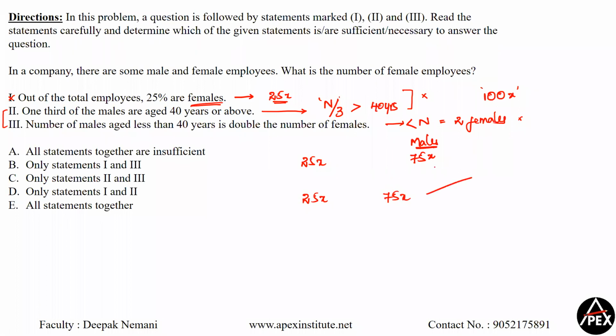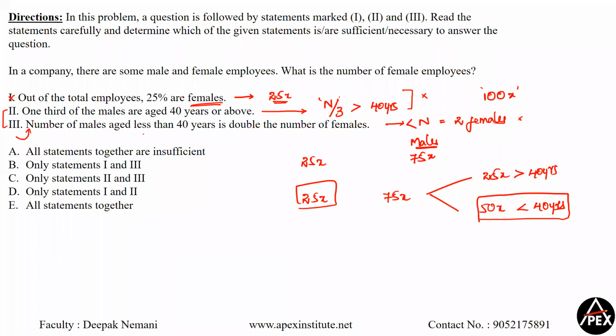Out of them, 25x are greater than 40 years of age, and 50x will be less than 40 years of age. If you observe, this is what was given in statement 3. What was given in statement 3? The number of males aged less than 40 years is double the number of females. This detail we already have. It is already here. So we have determined that, and this is a redundant statement.